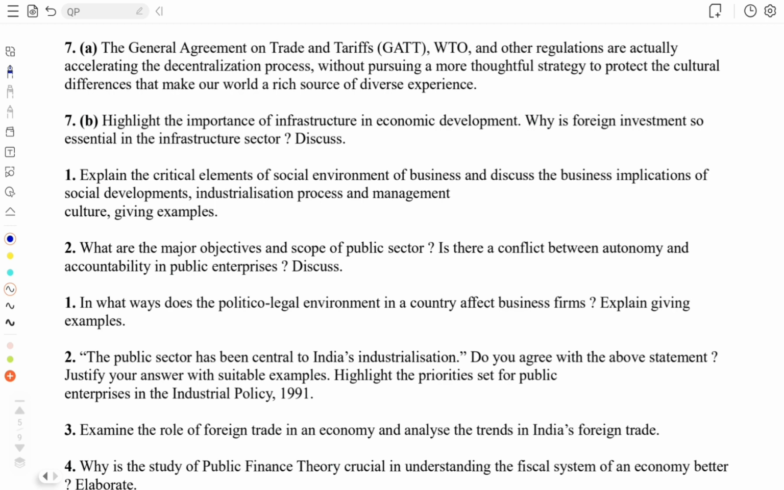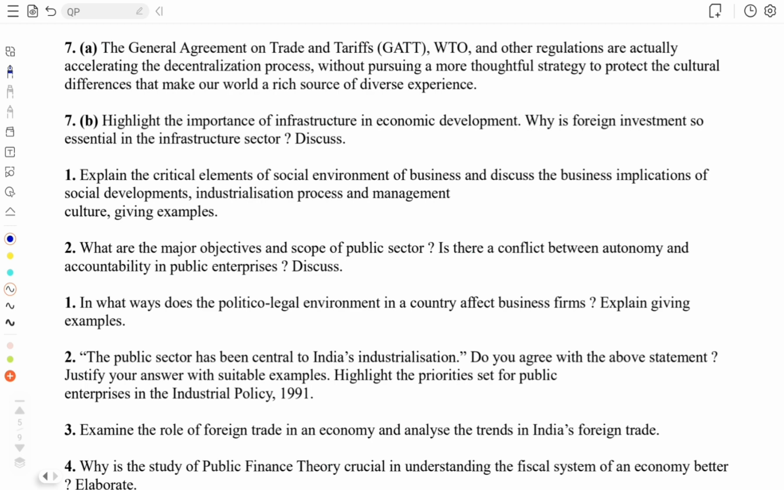Next is explain the critical elements of the social environment of business and discuss the business implications of these social developments, industrial process and management. So education, lifestyle, attitude, belief, social class, preferences, all those things you can write out. Okay. What are the major objectives and scope of the public sector? Is there a conflict between autonomy and accountability in public enterprises? Discuss. So again, you can write your own opinion over here.